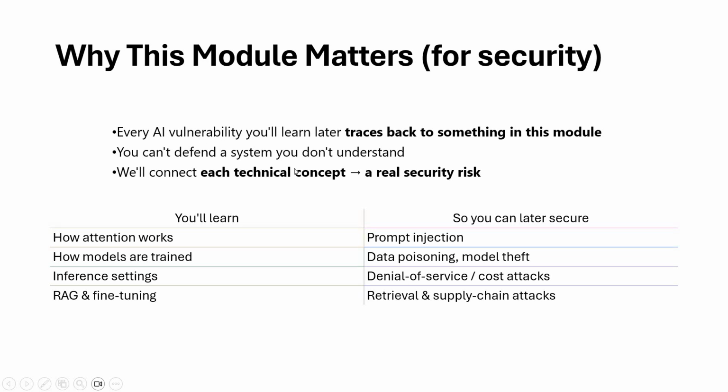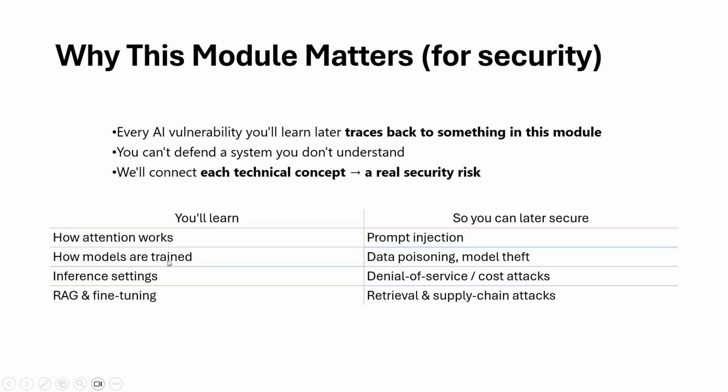So this module is focusing on the infrastructural attributes: what we need to protect and how it is built, and then we will connect each technical concept with the real security risk. So what we'll learn is how attention works. When I say attention, consider it as a keyword in the context of the architecture we are going to discuss. If we lack this, we won't understand how prompt injection works. Attention plays an important role in understanding the principle of prompt injection.